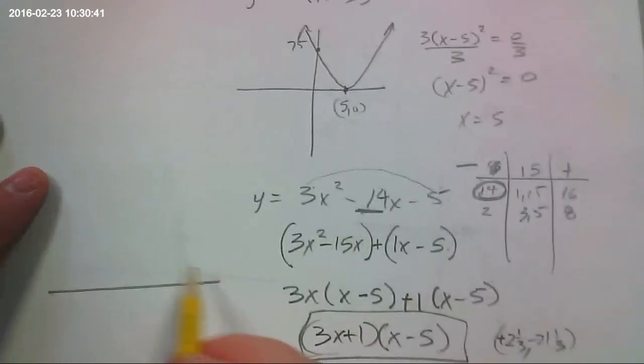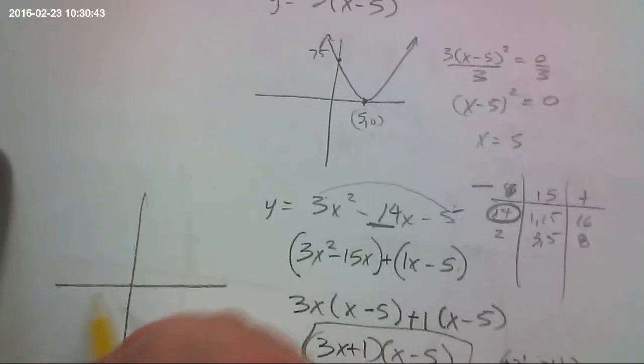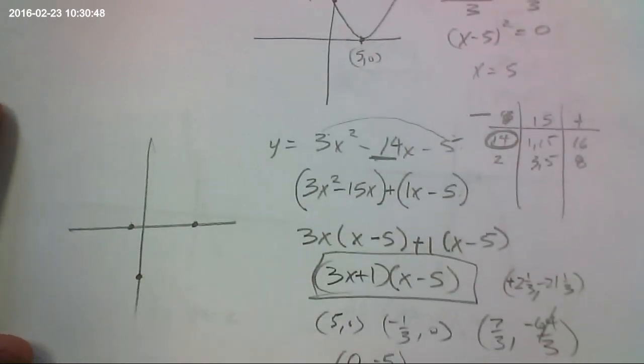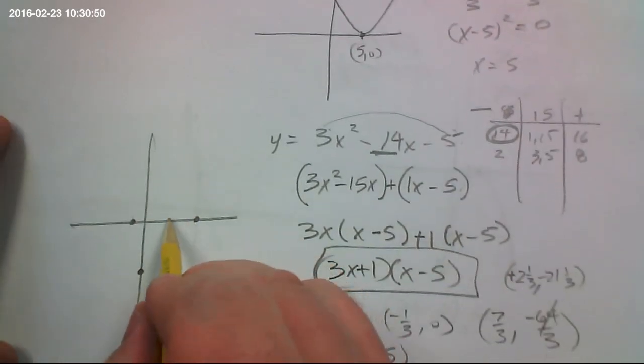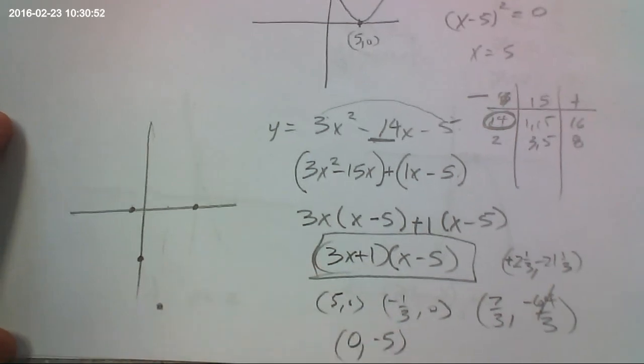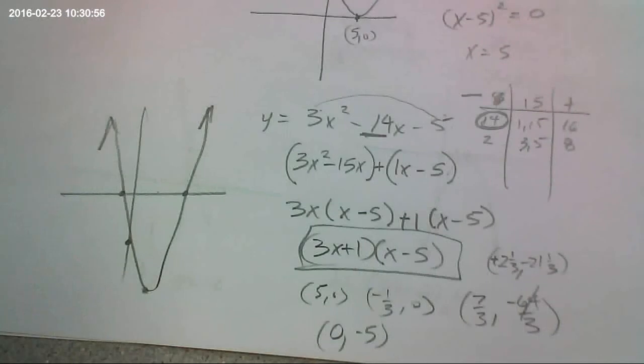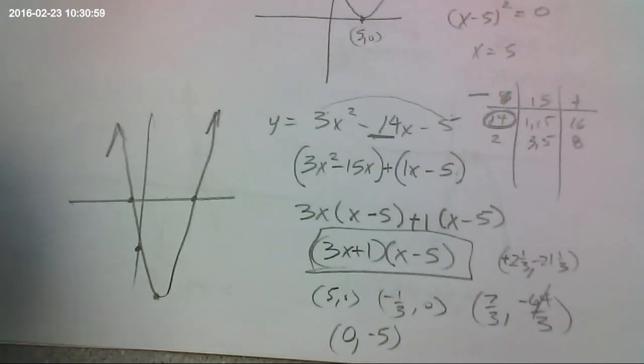Okay, so your graph, let's see here. -1/3 and 5. Good. -5. Then, like way down here. That's it. That was easy.